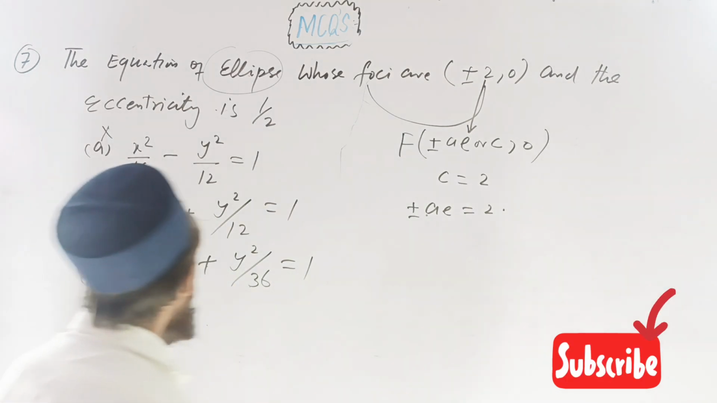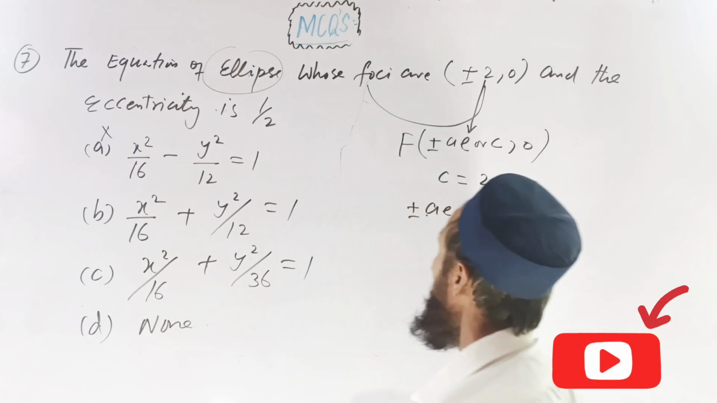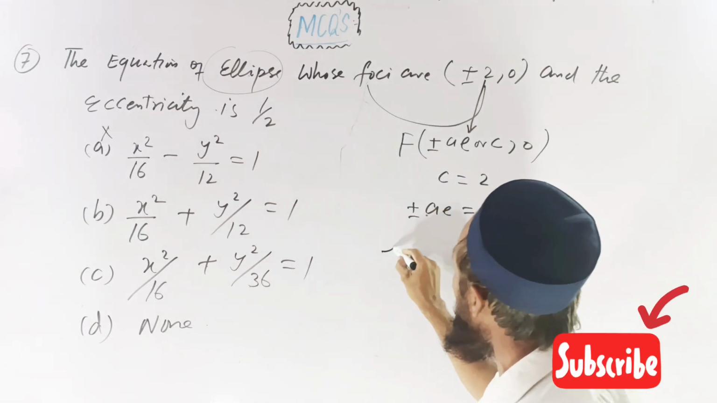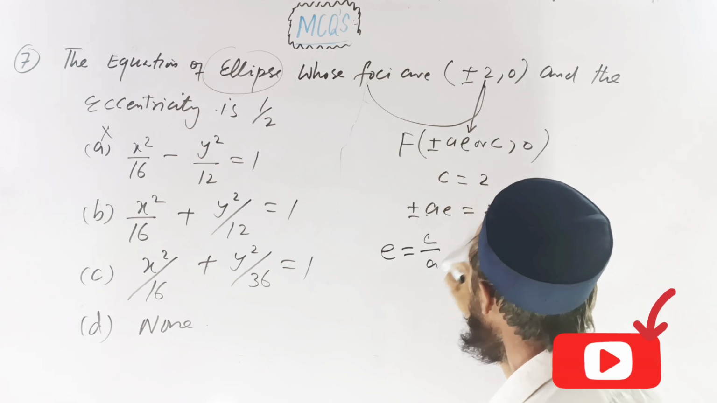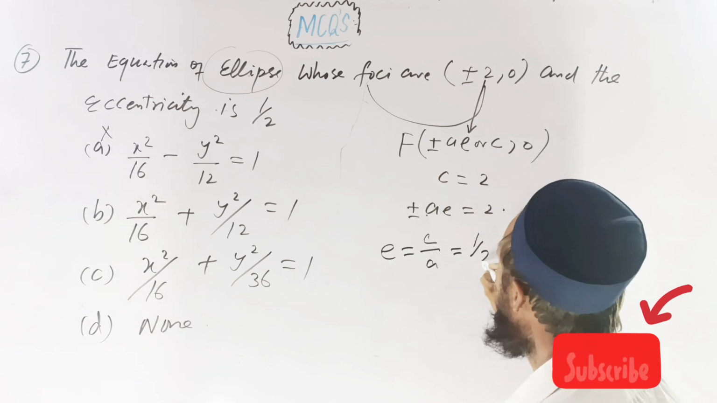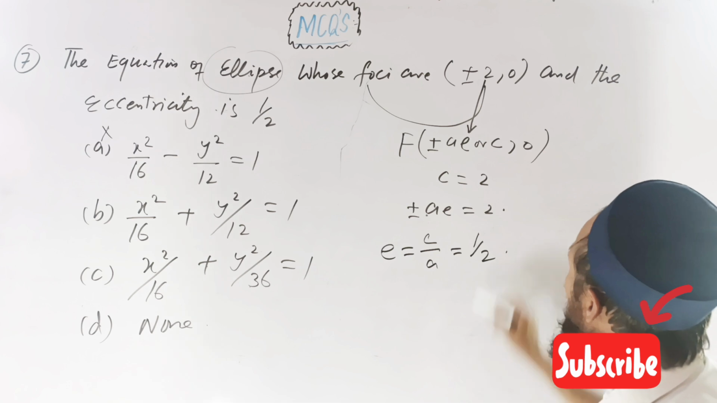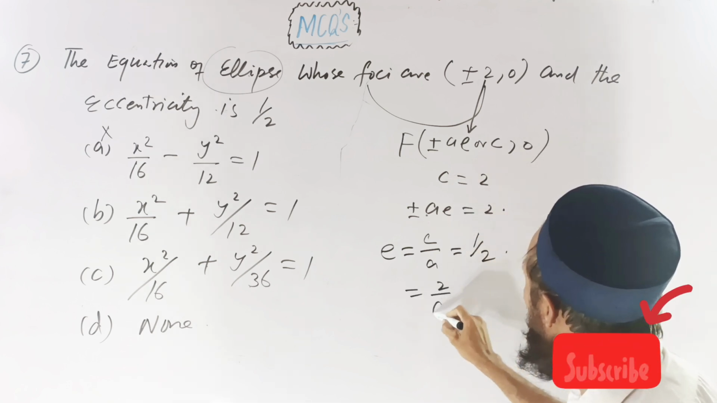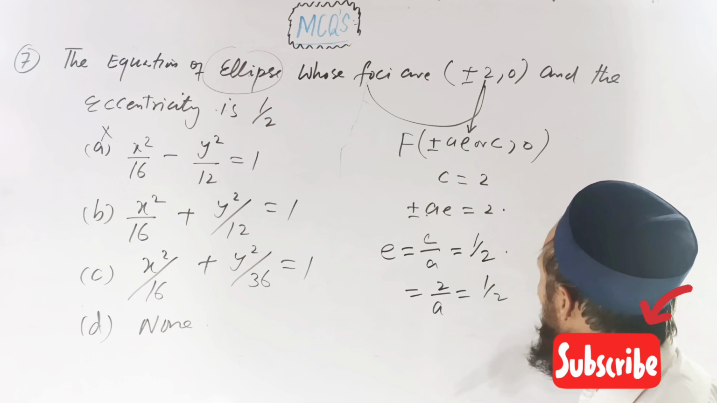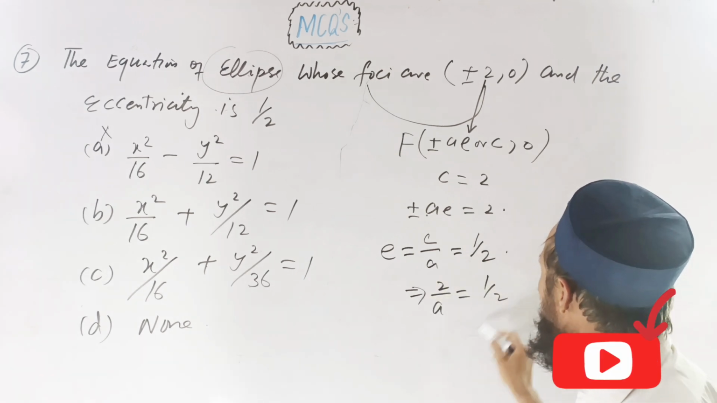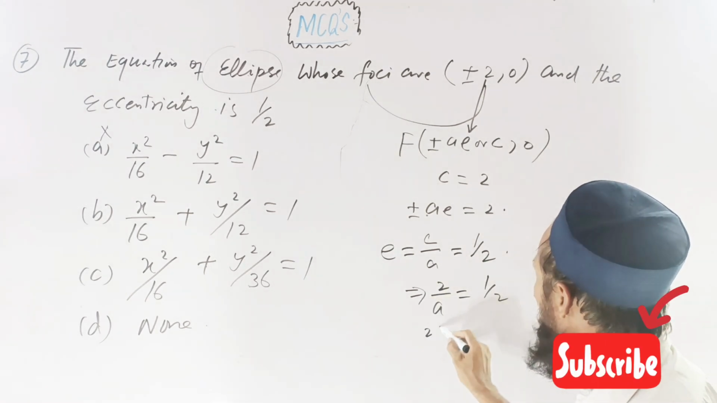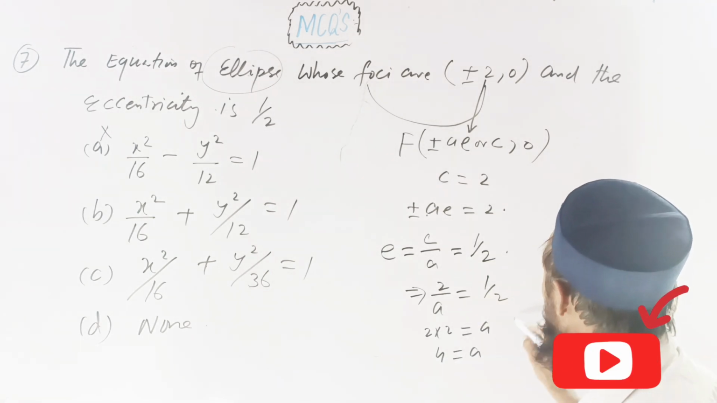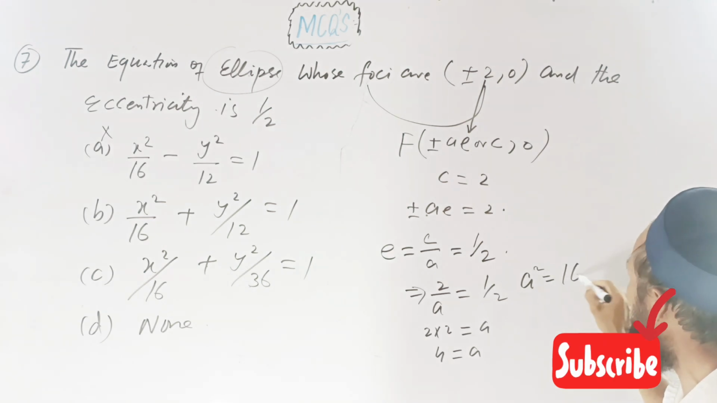So how do we calculate a square and b square? Eccentricity is also given: eccentricity is equal to c divided by a, which is equal to 1/2. If we put c is equal to 2, then 2 divided by a is equal to 1/2. Taking cross multiplication, 2 multiplied by 2 is equal to a, so a is equal to 4. We get a square is equal to 16.